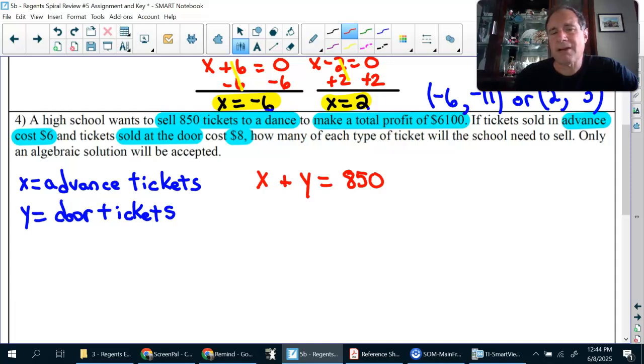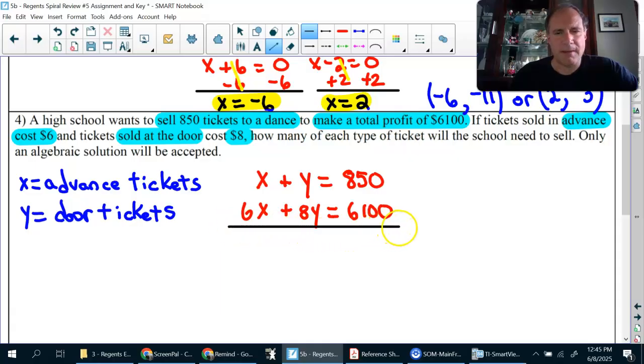So now we're going to talk about the money, right? So how much did each advance ticket cost? That's 6. So you put that right below the x, right next to the x, because that's how much the advance tickets cost. The door tickets, if you buy something at the door, it's $8, $2 more. And then how much did all of that profit? $6,100. And there it is. That's what you have to solve. How much of each ticket did you sell?